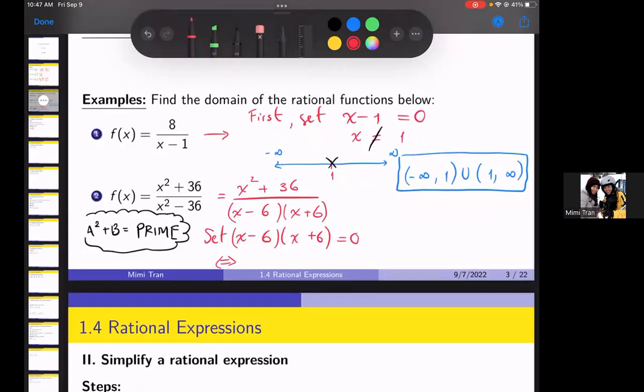This implies what? If two factors multiplied give 0, by logic one of them has to be 0, right? So either x minus 6 equals 0 or x plus 6 equals 0, or both. So you solve for x: either x equals 6 or x equals negative 6. And then what do you say? You say x cannot be 6, x cannot be negative 6, because when you plug in plus or minus 6, you're going to have a 0 in the denominator. And that'll be against the law.